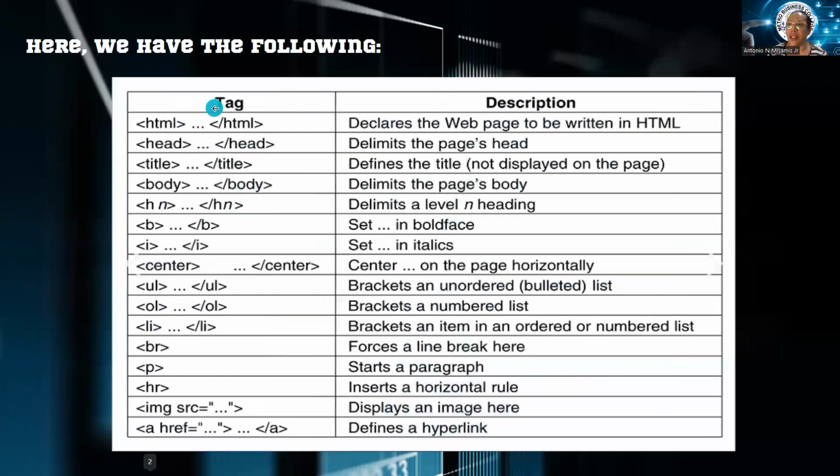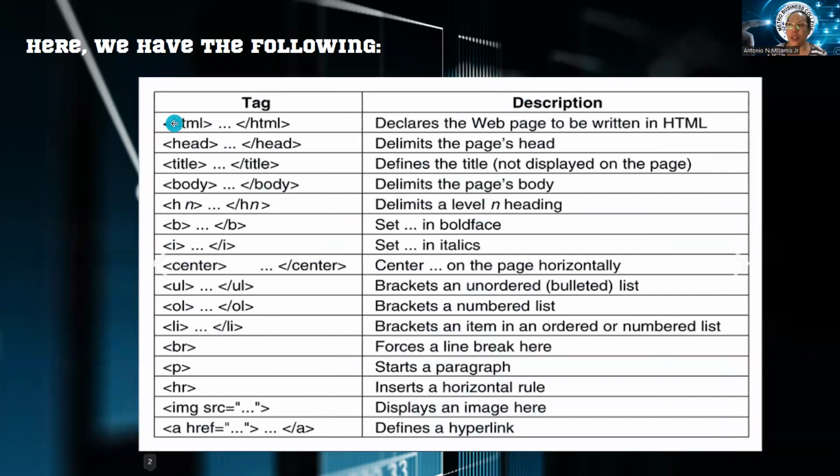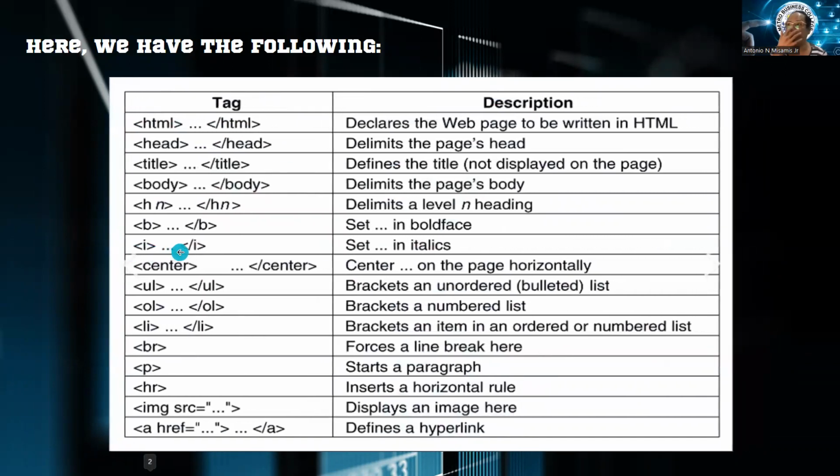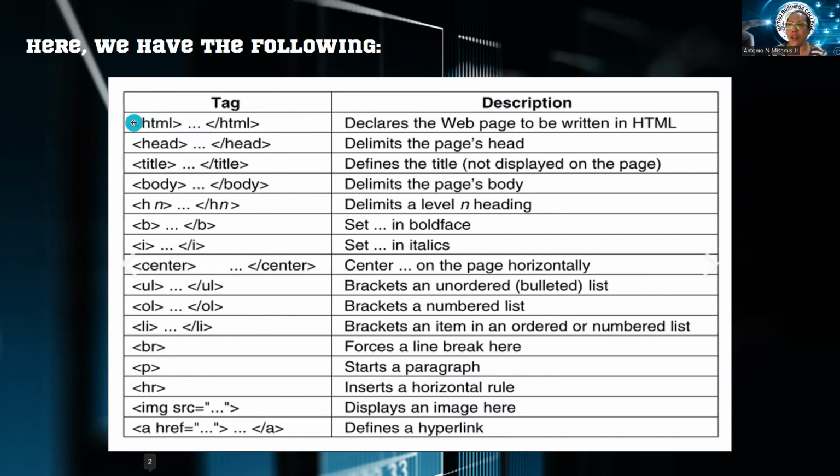Okay, so these are the tags, and these are the descriptions. Later on, we're going to use some of these tags. Most of the tags, we're going to use. We're going to use this HTML tag, head, title, body, unordered list and ordered list. And then, as I was saying, the paragraphs. Okay, so almost all tags here, we'll try to use later.